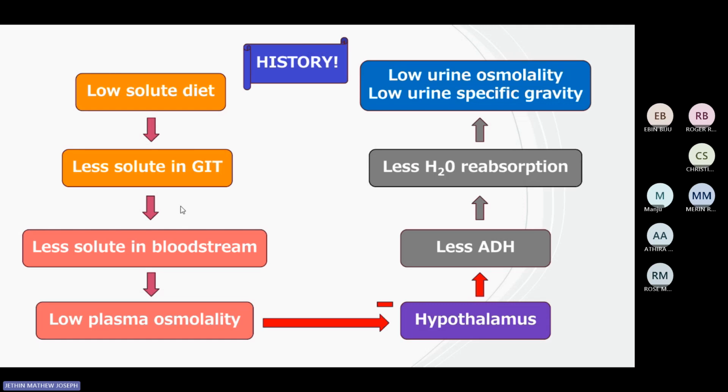So a low solute diet is going to cause less solute in the GIT. That means there is less solute in the bloodstream, and because of that, there is low plasma osmolality. Because of low plasma osmolality, it is going to inhibit the hypothalamus, and ADH secretion is going to decrease. Because of that, there is less water reabsorption, so your urine is going to be dilute, and urine osmolality in a low solute diet is also going to be low.